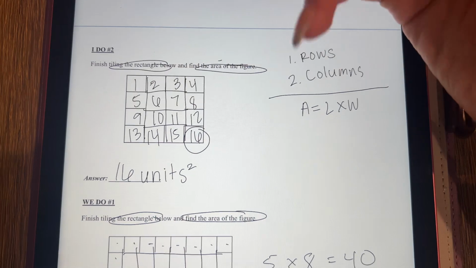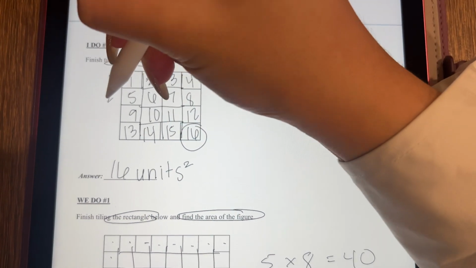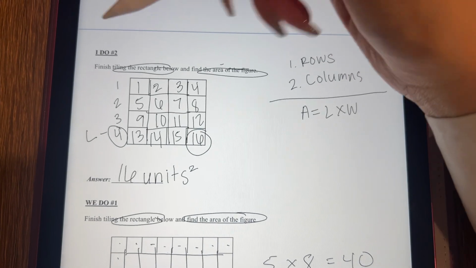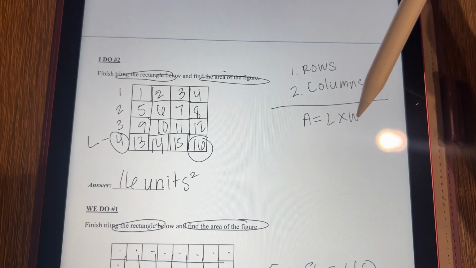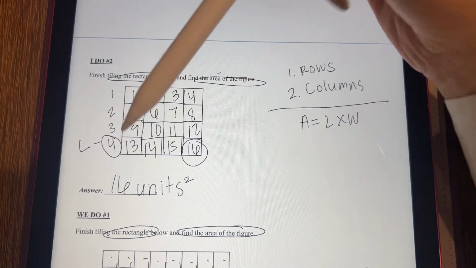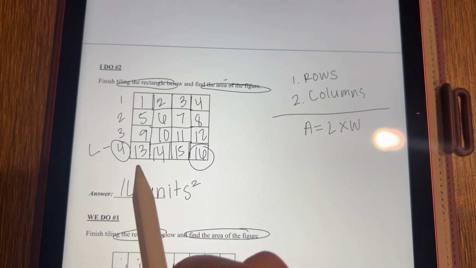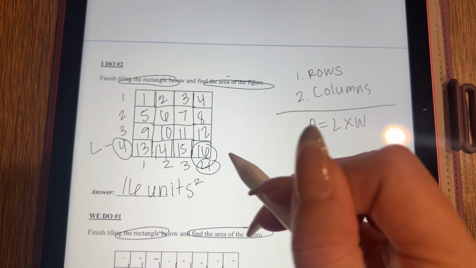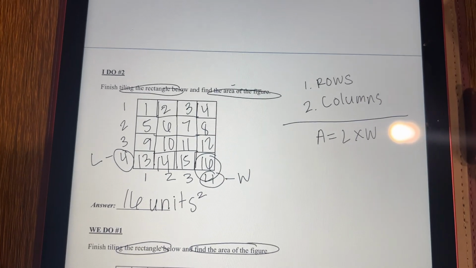I'm going to count down to find my rows, and I will label it 1, 2, 3, 4. Label that as my length. Now I will find my width. Width is wide, so I will count how many unit squares are in the width. 1, 2, 3, 4. Circle that and label that as your width.